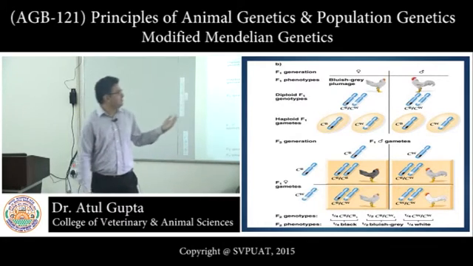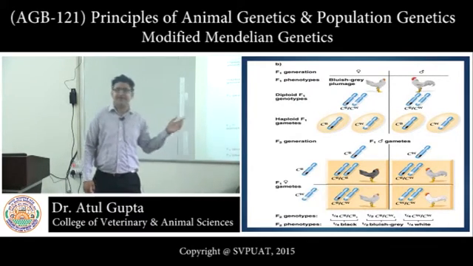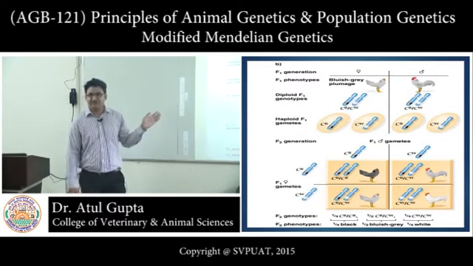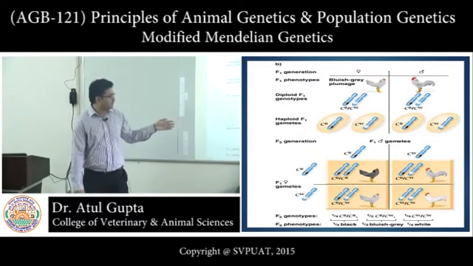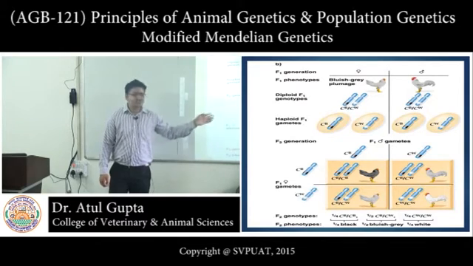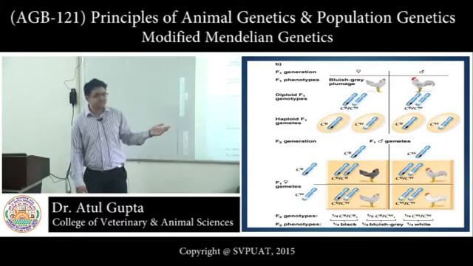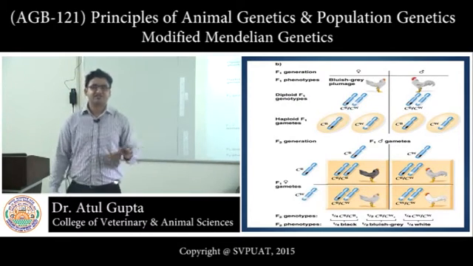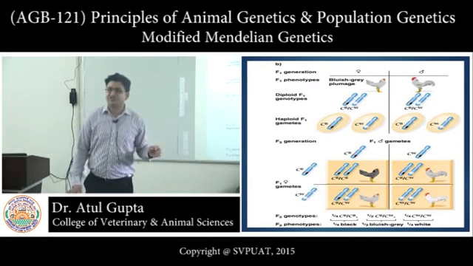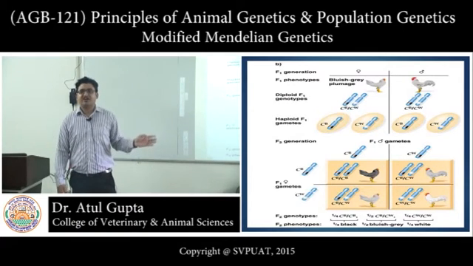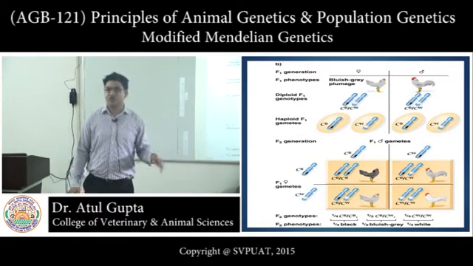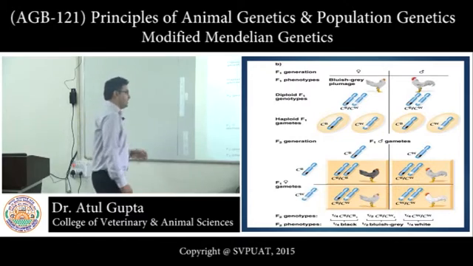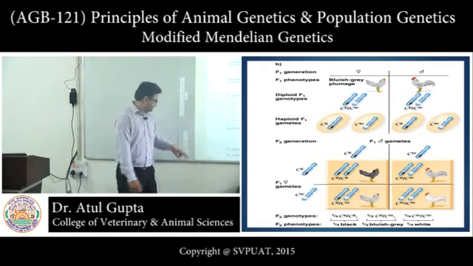But when we allow these bluish gray male and female of F1 to cross, then in the F2 generation we will have three genotypes, and they will represent three different phenotypes. So instead of getting a phenotypic ratio of 3:1, we are getting a phenotypic ratio of 1:2:1. That is due to incomplete dominance.